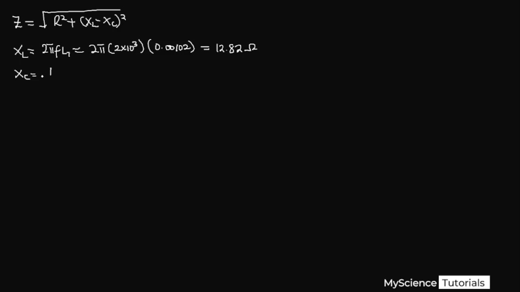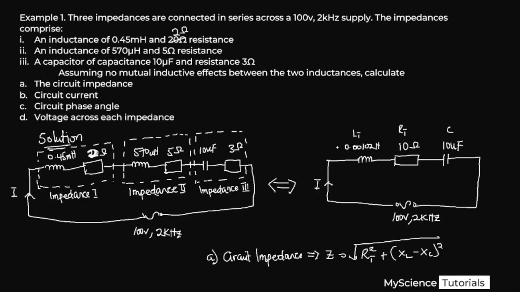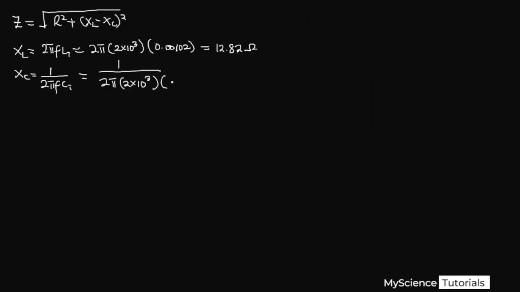Now the second thing we need to find is our capacitive reactance. Our capacitive reactance is given mathematically as 1 over 2 pi FC, or C total, which in our case, since we are dealing with multiple capacitors, is equal to 1 over 2 pi. Our frequency is still the same, 2 times 10 raised to the power 3, multiplied by our C total. If we look at it, it is 10 microfarad, so we have 10 times 10 raised to the power negative 6. Now if we compute everything here into our calculator, we are going to get 7.96 ohms as our answer.